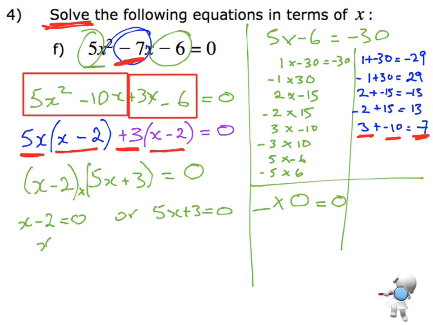So I just need to solve these. So if I have x minus 2 equals 0, take the minus 2 across to the other side and it becomes x equals 2. There's one solution. And I need to solve the second one, so 5x plus 3 equals 0. I'm going to take the 3 to the other side, and that becomes minus 3. And then I need to get rid of the 5, so I'm going to get x equals negative 3 divided by 5, because dividing is the opposite of multiplying. And there is my second solution.